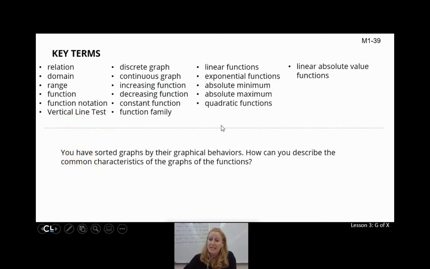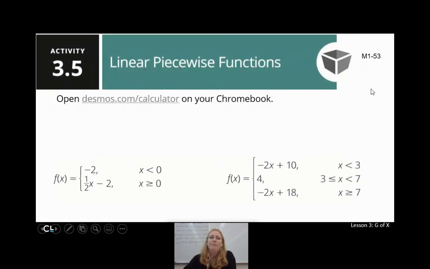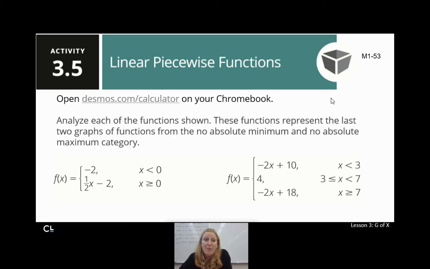We have a few more key terms today. Linear piecewise functions, x-intercept and y-intercept. X-intercept and y-intercept probably isn't new to you, but linear piecewise functions, that's a new guy. So you're going to want to open desmos.com/calculator on your Chromebook. Have that window open because you know what we're going to do, right? We're going to graph. We're going to figure this out.